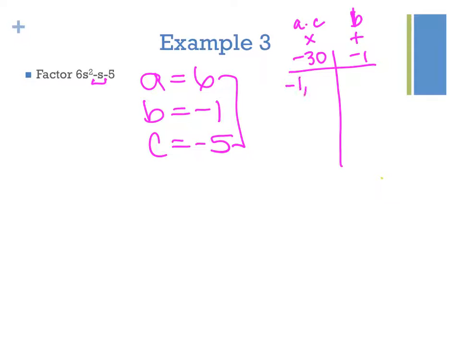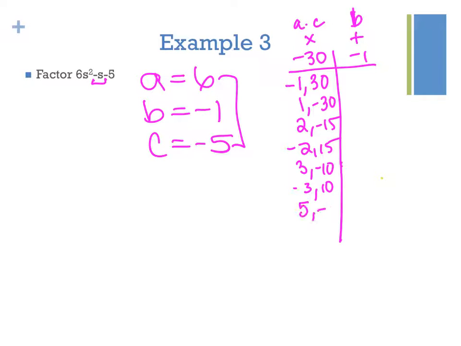So if I write out my factors of negative 30, I could go negative 1 and 30, positive 1 and negative 30, 2 and negative 15, negative 2 and 15, 3 and negative 10, negative 3 and positive 10, 5 and negative 6, 6 and negative 5. Right? If you look at the pair, the magic pair, I could go through and add all these together.